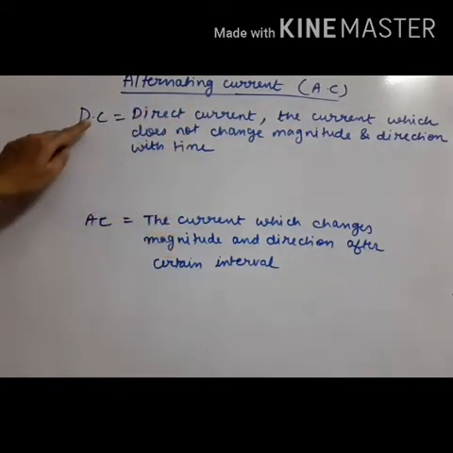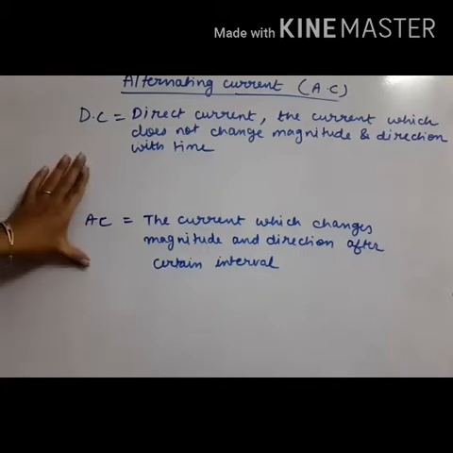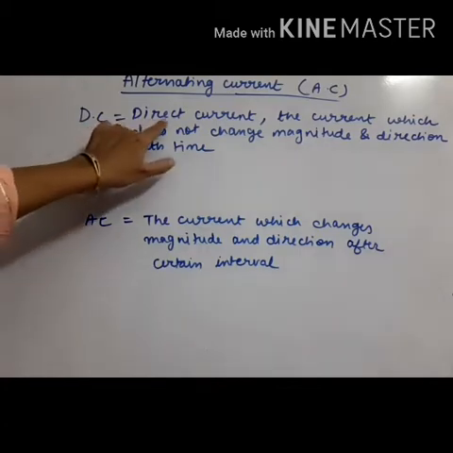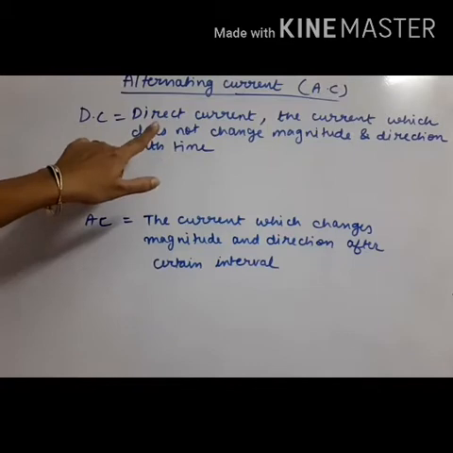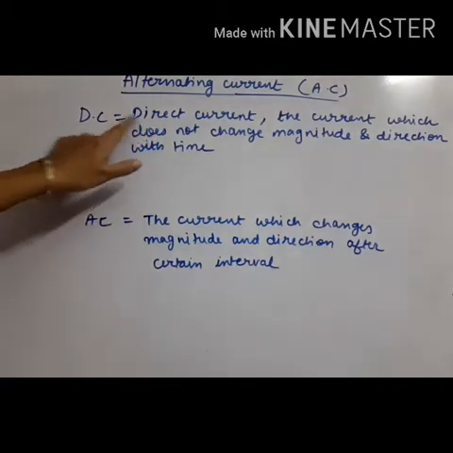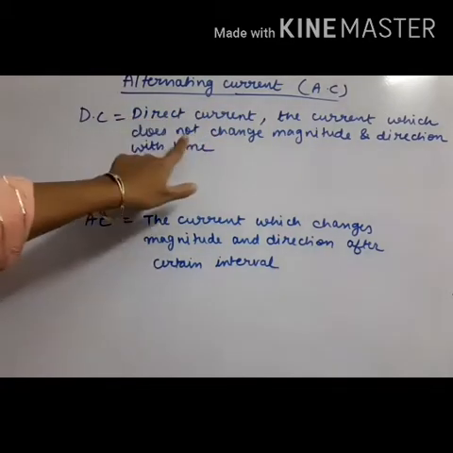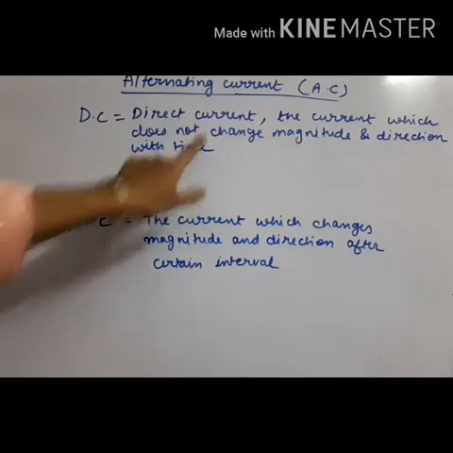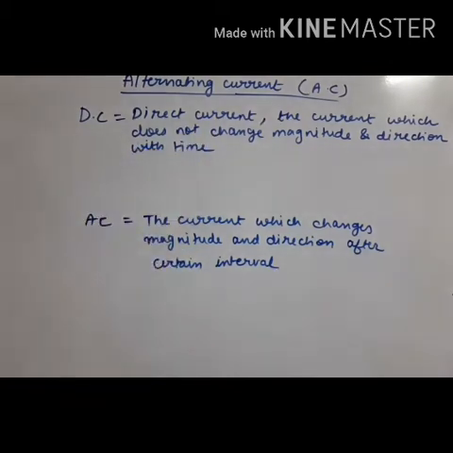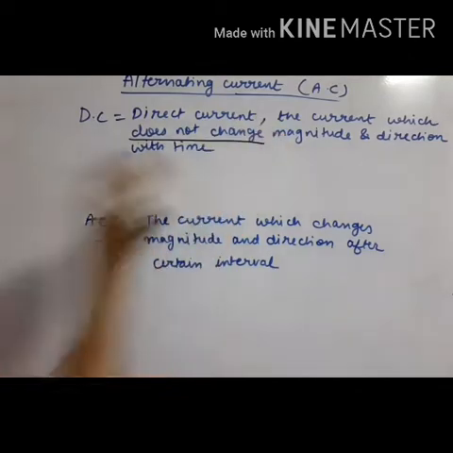Okay, so first of all, the difference between DC and AC. DC means direct current and AC means alternating current. Now, DC current means the current which does not change its magnitude and direction with time. So here it does not change.